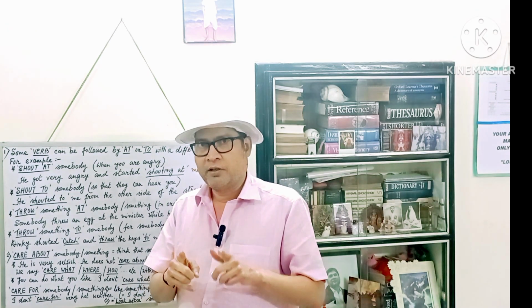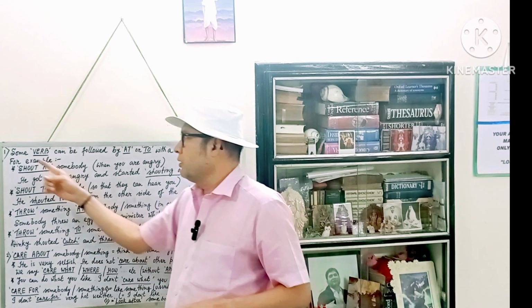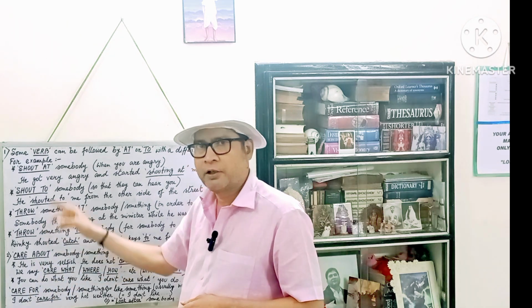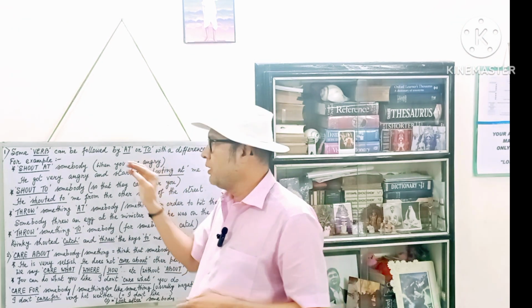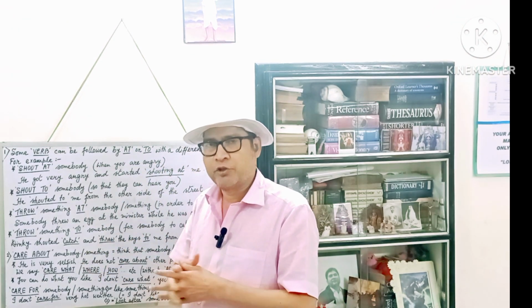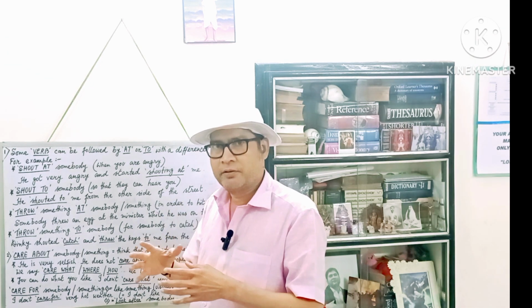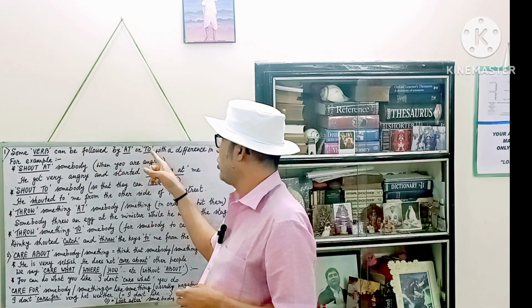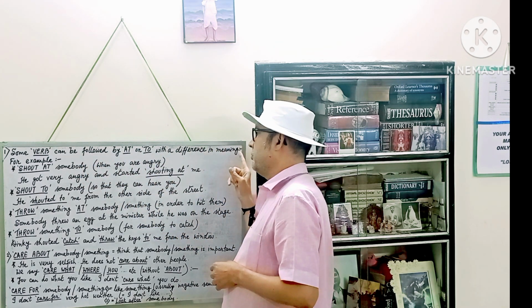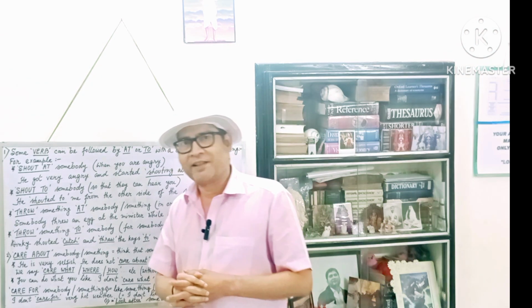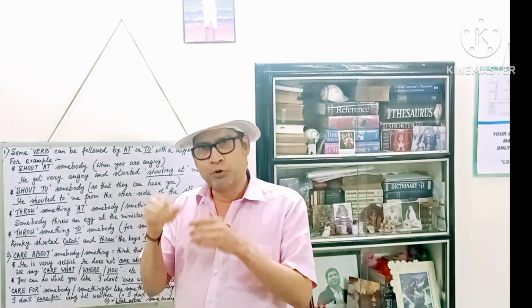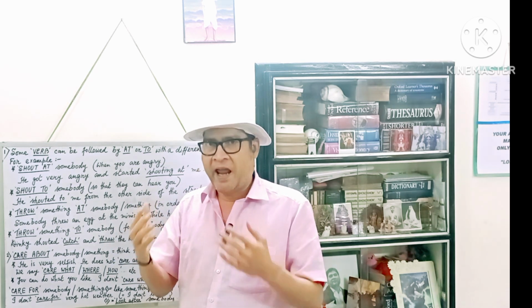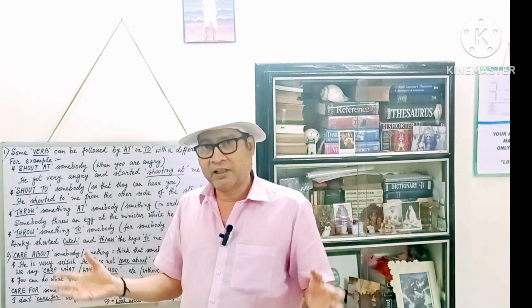So please be attentive. All right, look at this whiteboard. There are some rules here, and the rules are explained as well, in a very simple language so that you can understand. Number one, some verbs can be followed by at or to with a difference in meaning. That's right. After a certain verb, if you use to, it means something. And if you change that preposition and use at, it will mean something completely different.